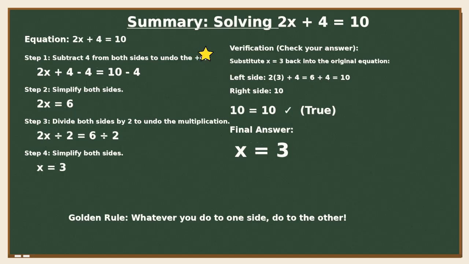But we never just stop there, we always verify. Substituting x = 3 back into the original equation, the left side becomes 2 times 3 plus 4, which is 6 plus 4, which equals 10. The right side is 10. 10 equals 10. True, our solution is correct. The final answer is x = 3.